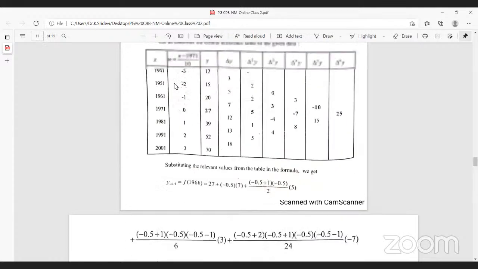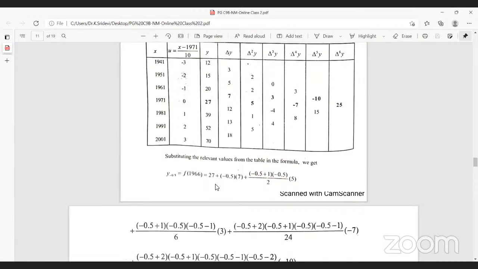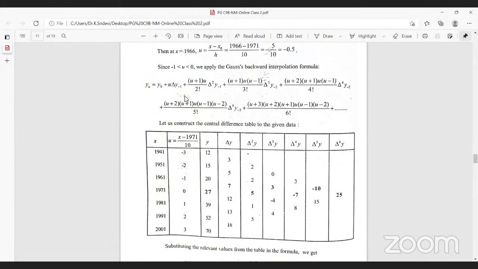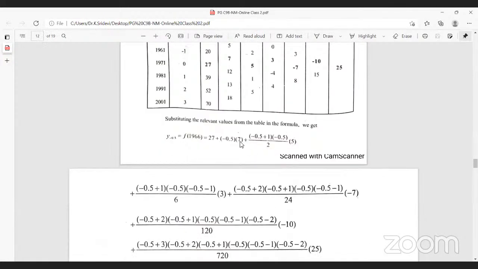So, substitute the values. Y0, what is Y0? 27, this value. And my U, what is U? Minus 0.5. Delta Y minus 1, what is delta Y minus 1? This one, 7. Like this. And substitute all these values.